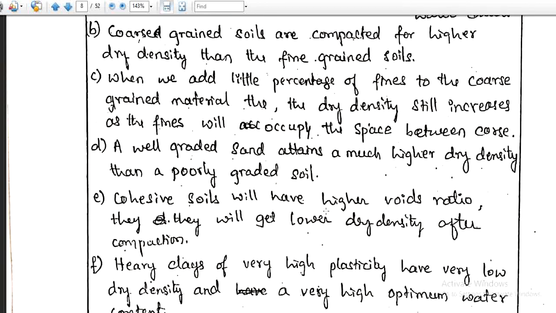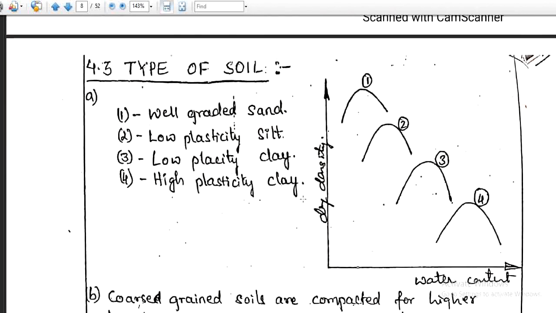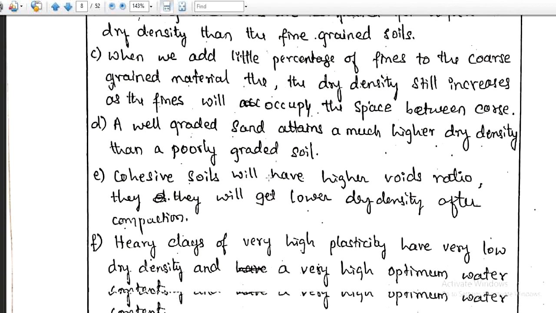Next, cohesive soils will have a higher void ratio. They will get lower dry density after compaction. So as the void ratio is high, the dry density after compaction will be lower. Heavier clay, with very high plasticity, has lower dry density and very high optimum moisture content. So you can see here, very highly plastic clays have lower dry density but very high water content. So at a much higher water content, we are going to achieve the maximum dry density in case of highly plastic clay.